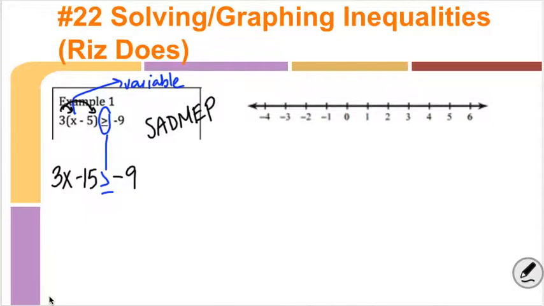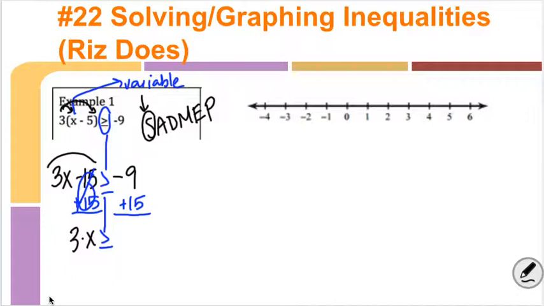I'm going to start on the side of the variable. I ask myself, do I see subtraction? Yes, I see subtract 15. So instead I'm going to add 15 to both sides of the equation. Make sure I keep my middle greater than or equal to. That creates a 0 pair, so now I have 3 multiplied by x is greater than or equal to positive 6.